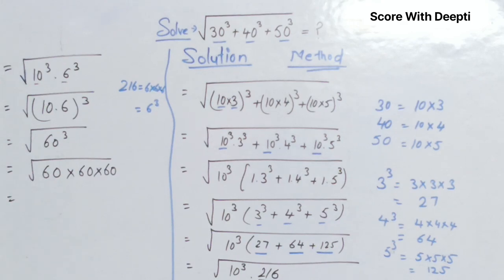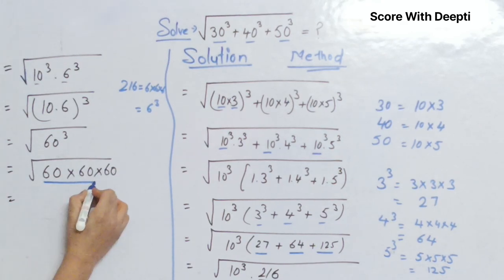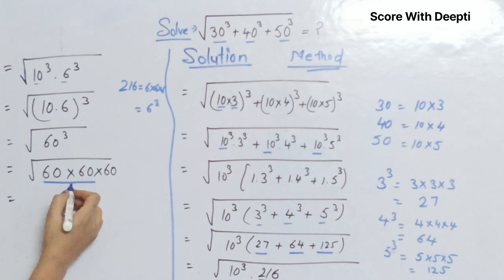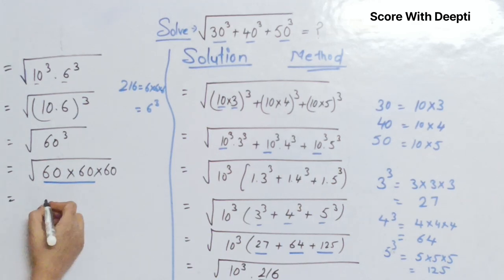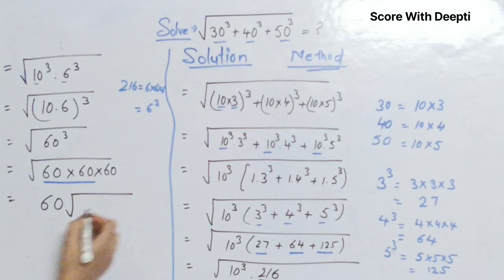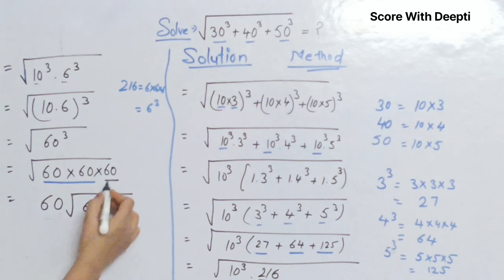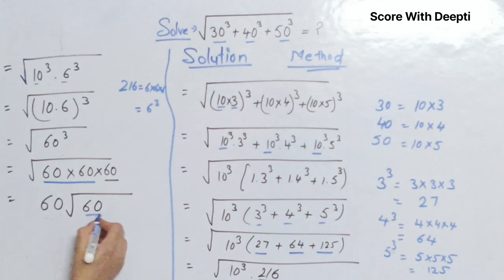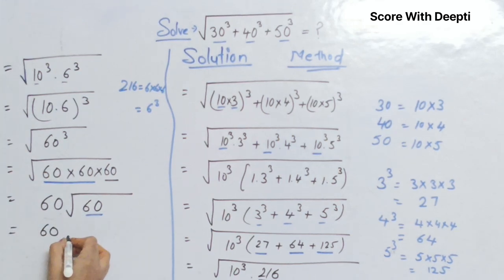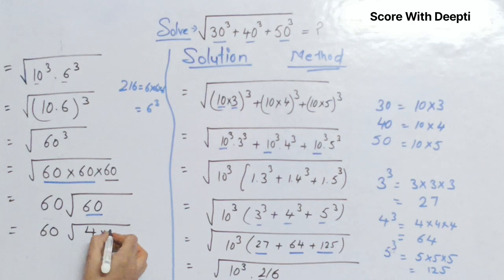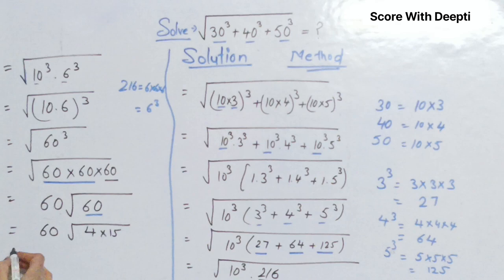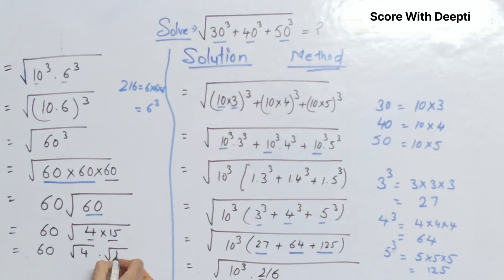Next, as we know that if there are two terms under the square root, we common out one number. Now here we will write 60 square root 60, leaving this 60. Now we will write this 60 under the square root. Next, in place of 60, we will write 60 into square root of 4 times 15, means 15 times 4. 15 fours are 60. Next, 60 into, separate these terms and get square root 4 into square root 15.